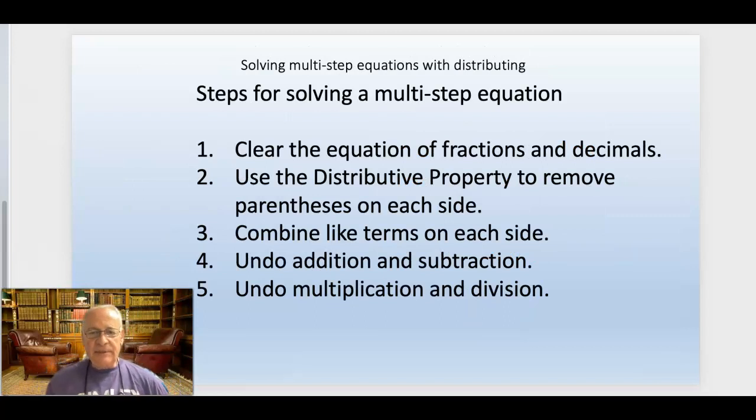Just to go through the steps, the first thing you do to solve a multi-step equation is to clear the equation of all the fractions or decimals. Then you use the distributive property to remove the parentheses. Combine like terms on each side. Undo all the addition and subtraction, undo all the multiplication and division, and you'll have it.